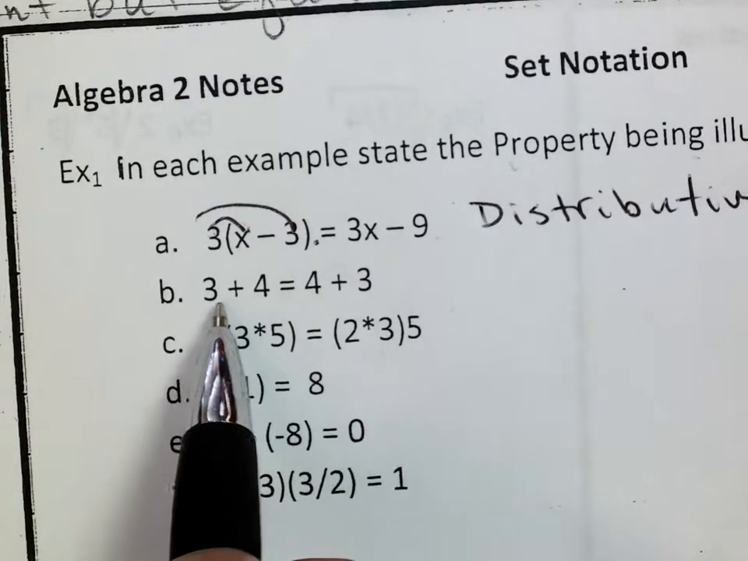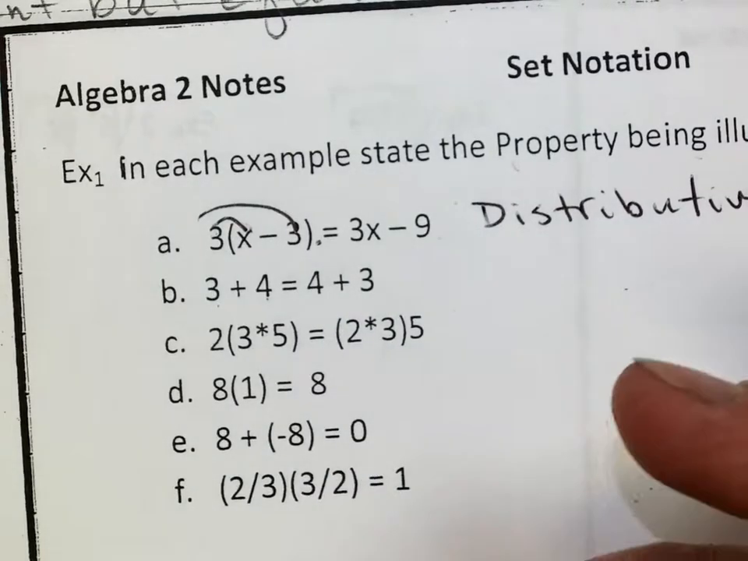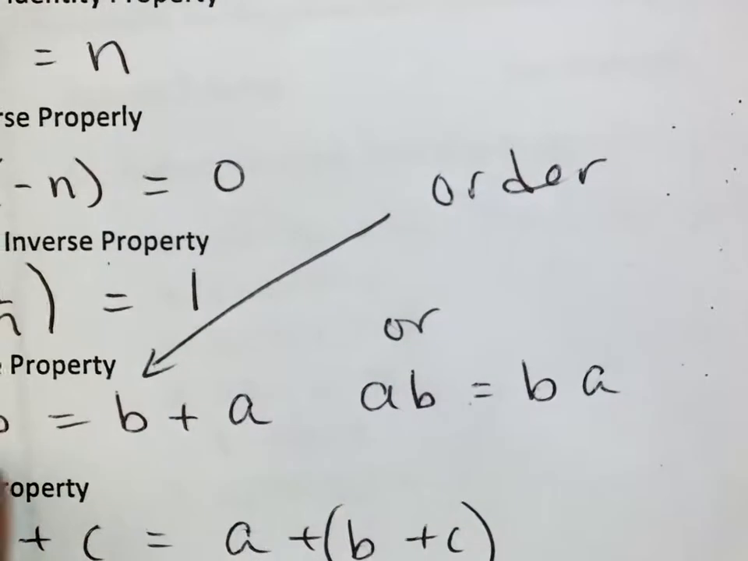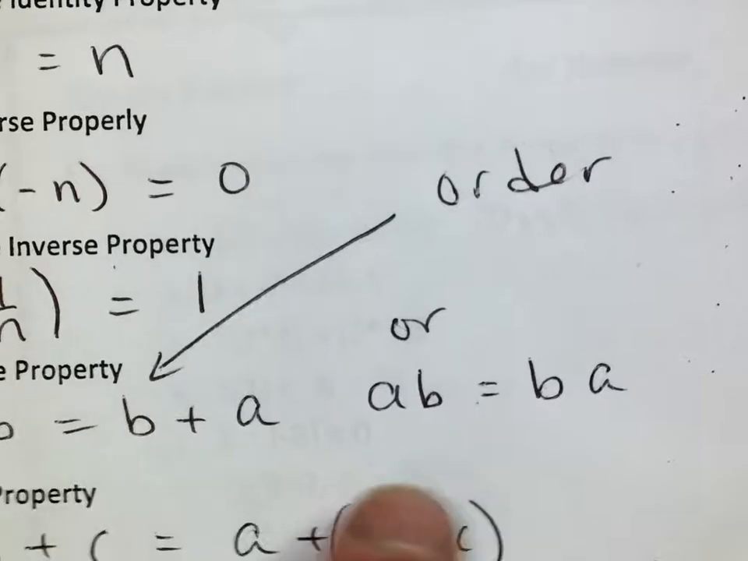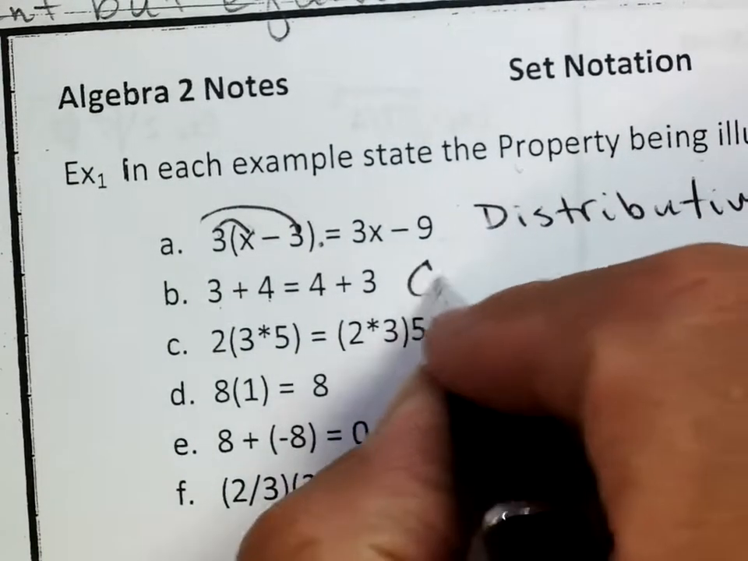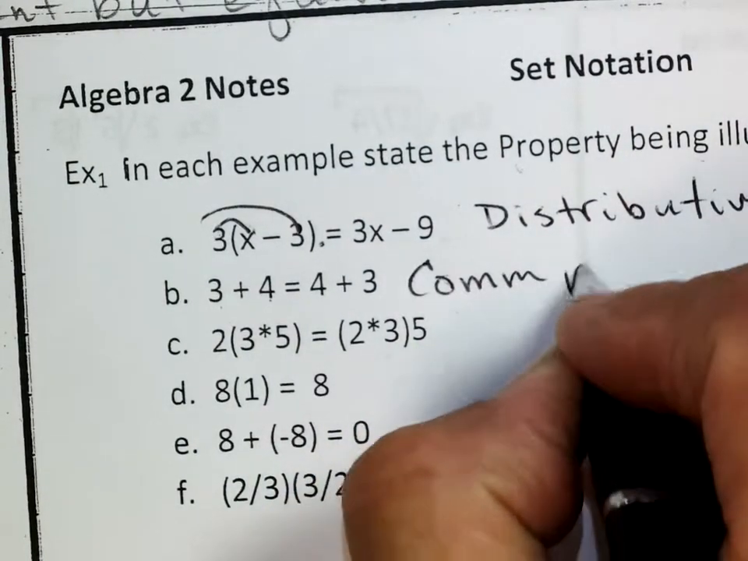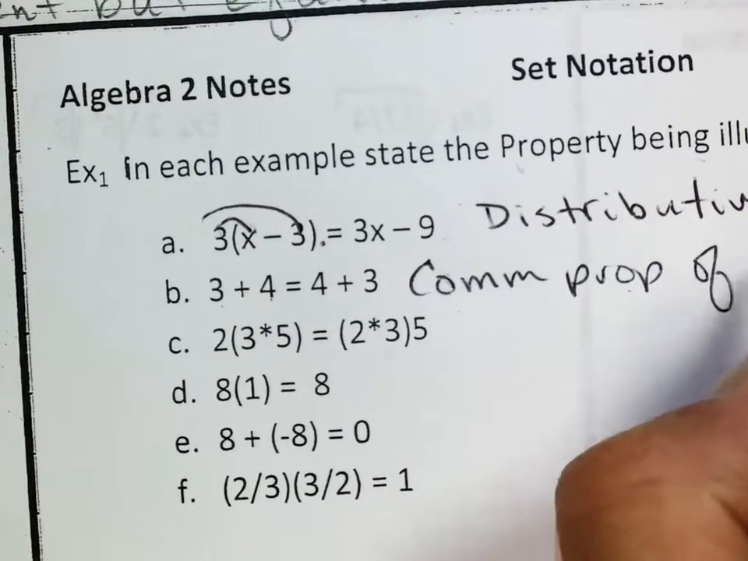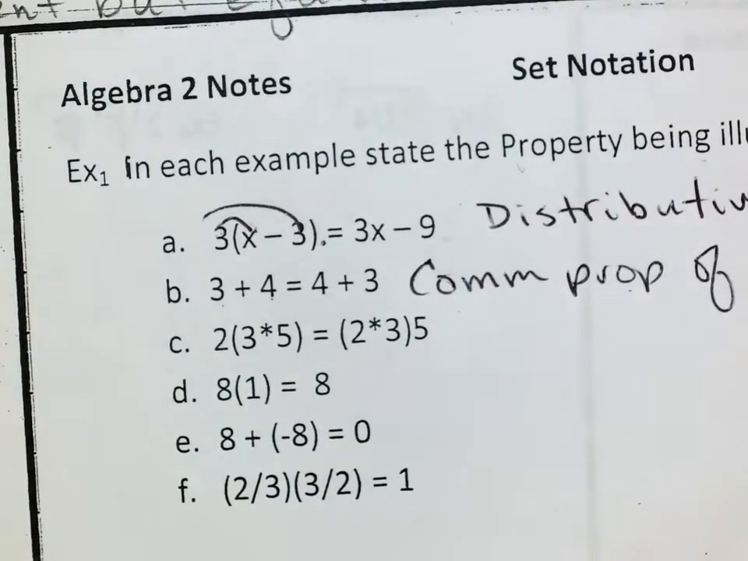B, looks like the order changed, right? We went 3 plus 4, then 4 plus 3, and so if we're talking about order, that's got to be our commutative property, okay? So we're going to go commutative prop of addition, and go ahead and abbreviate. Abbreviation's fine with me, okay?